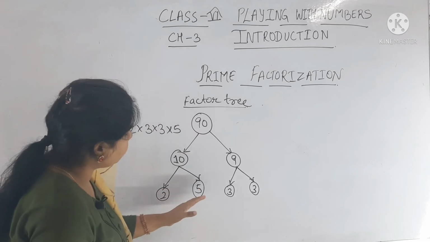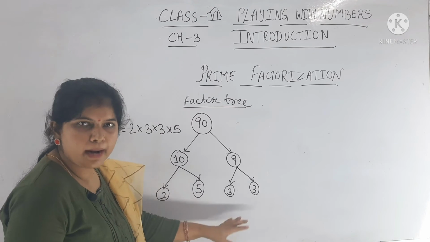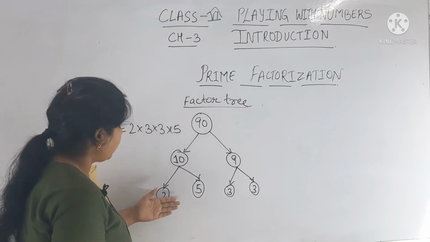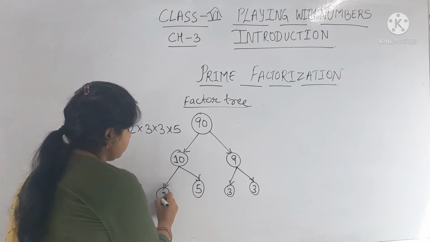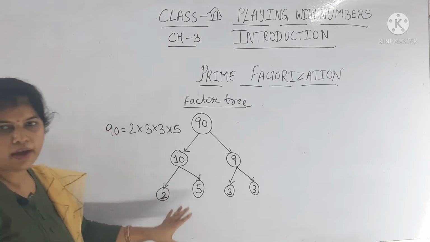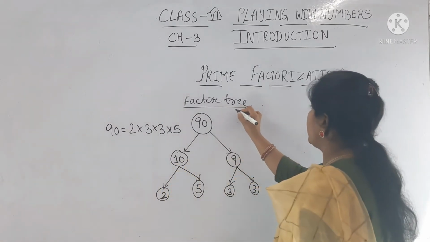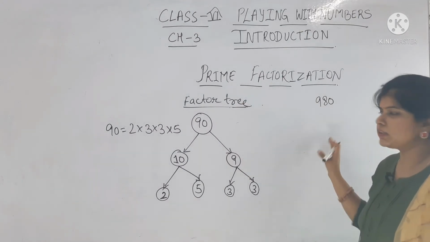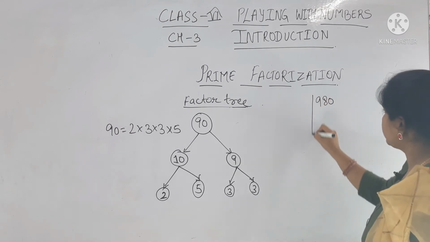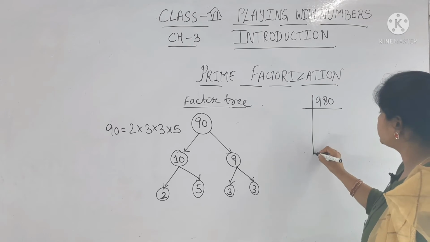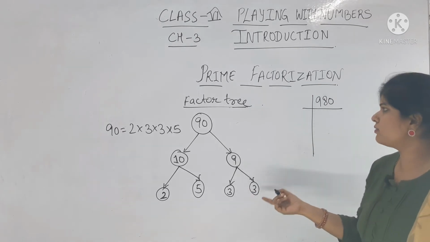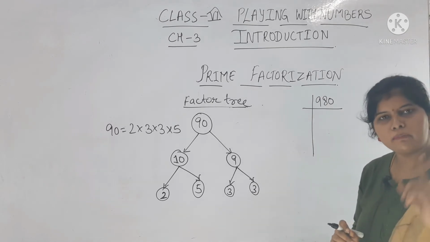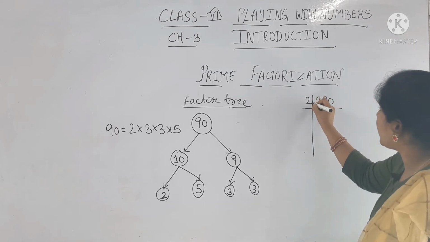You have to continue until you get prime numbers. Here I am getting the prime numbers 2, 5, 3, 3. So this is the first method, the factor tree. If 980 is given, you can solve it with a factor tree, but it is too long. So 980 we can factorize like this. We should check divisibility, as I told you before. The test of divisibility by 2: the last digit is 0. The first prime number is 2, so we divide by 2.